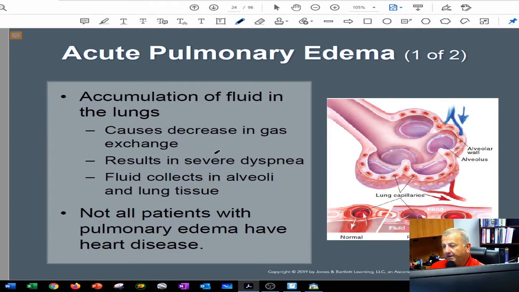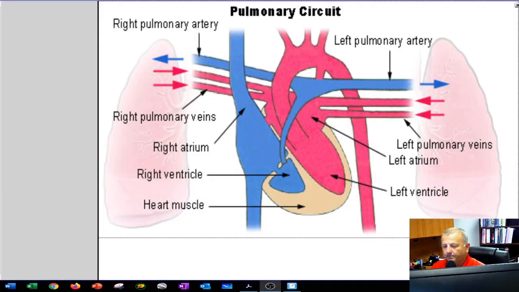Then we have acute pulmonary edema. Okay, and the slide here says not every patient with this has heart disease, and they're right. I mean, you do not have to have heart disease for this to happen. I'm going to pull up a picture here. Okay, we're back, and so take a look at this. We're talking about congestive heart failure. So let's look at this. Let me get a pen. All right, let's make it big too.